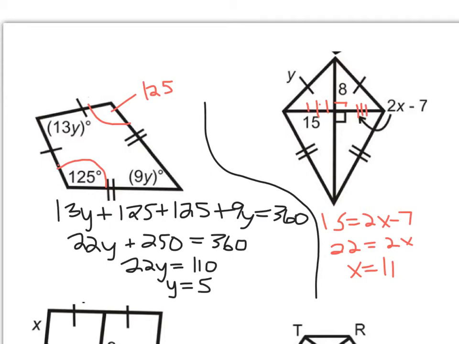We can also find the length of y by thinking of this like a little right triangle, and we could do Pythagorean theorem. So 8 squared plus 15 squared equals c squared.